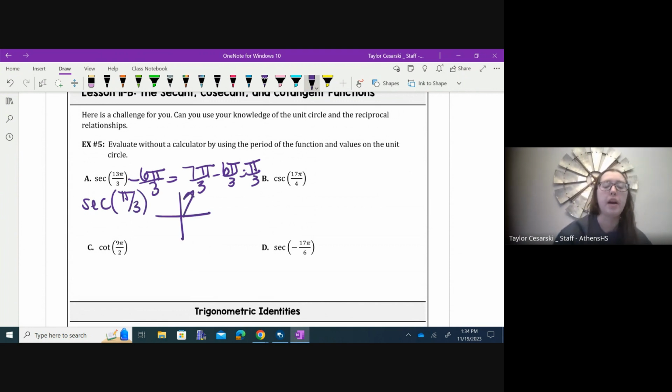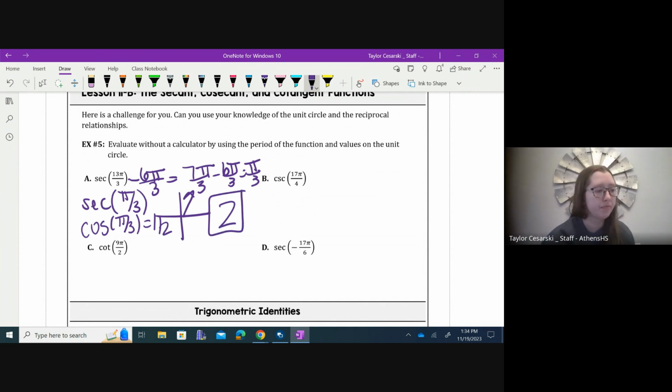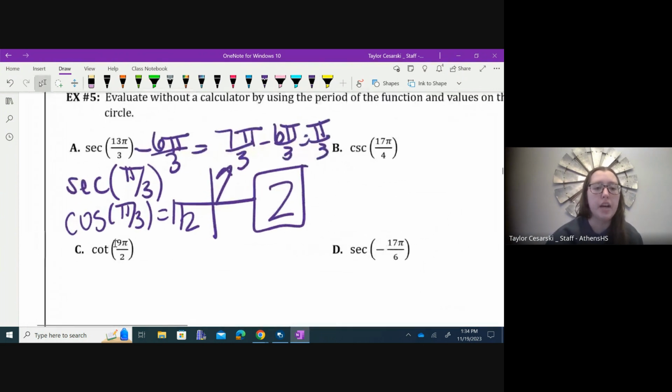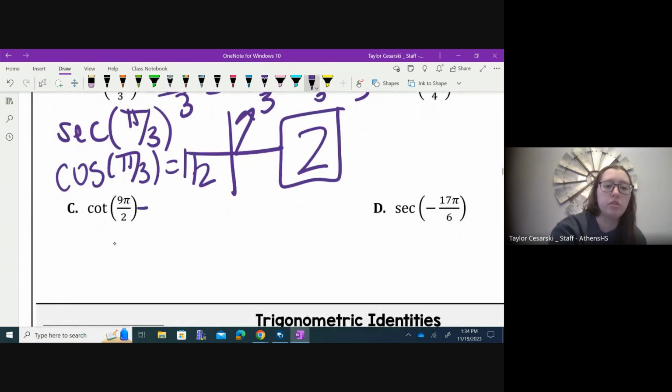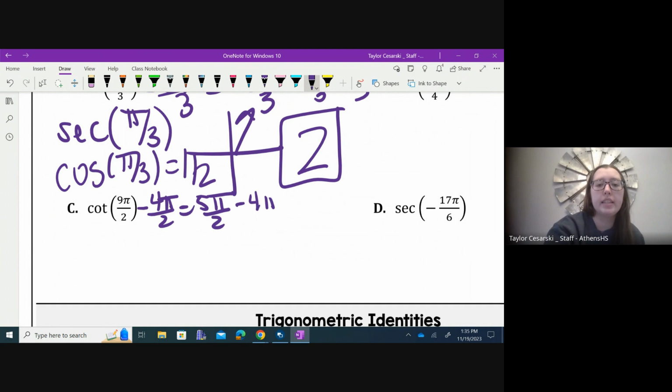So this would be equivalent to finding secant of pi over 3. All right, so if I go to pi over 3 on my unit circle, it's 1/2 comma square root of 3 over 2. Secant is the reciprocal of cosine. Well, cosine of pi over 3 is 1/2. So the secant is the reciprocal of that, so that would just be 2. All right, let's do another one. Let's do cotangent of 9 pi over 2. So that's too big, obviously, so I could subtract 4 pi over 2 to get 5 pi over 2. Subtract 2 pi again, and I get pi over 2.